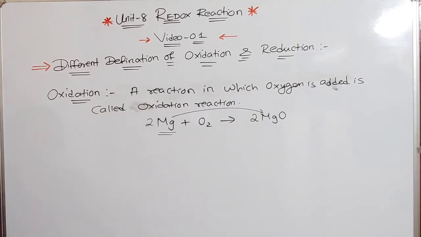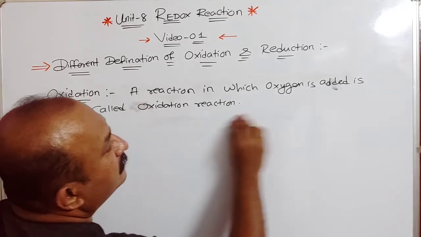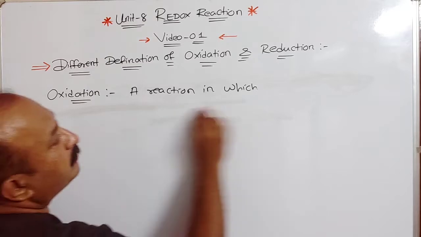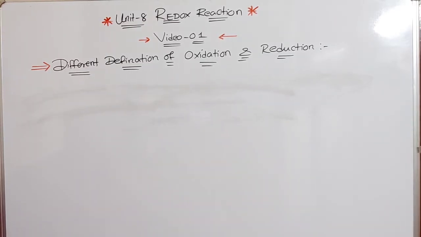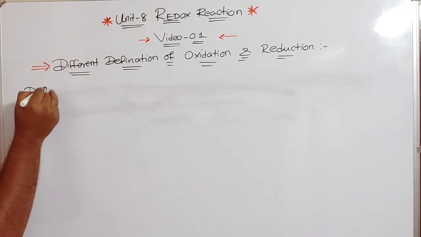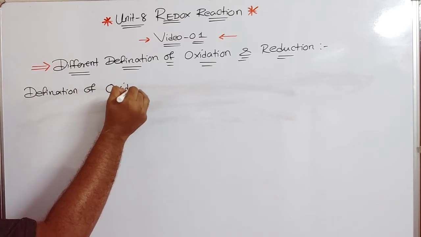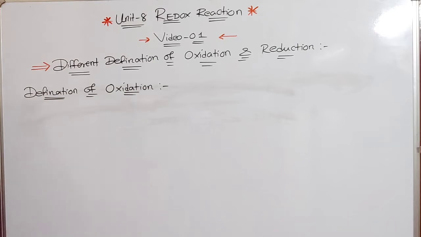In this case, I think this part is clear to you, that is the reaction in which oxygen is added is called oxidation. Now one nice definition we will write based on this. You can also write down in your fair book this definition of oxidation. Definition of oxidation. Clear?